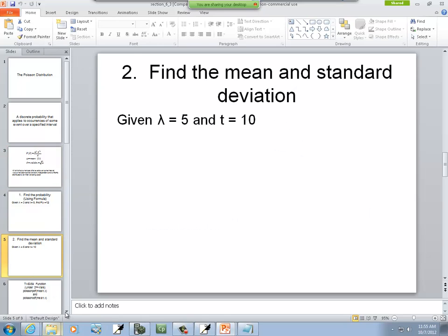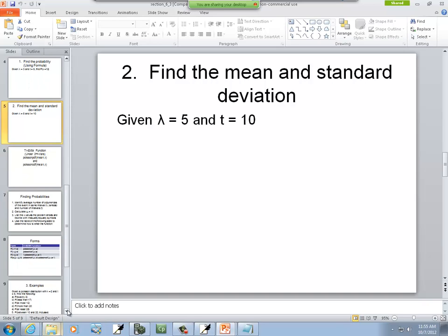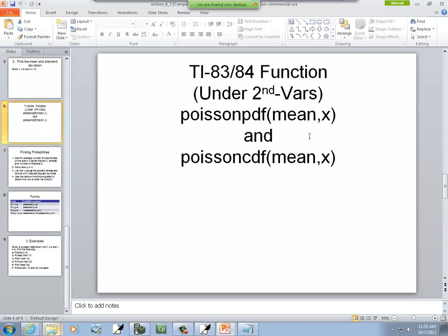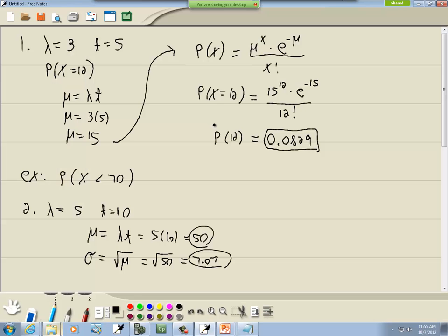That was that one. Well, these were pretty straightforward. I mean, that formula wasn't necessarily that nice, but it wasn't that hideous. The part that throws people a little bit is finding lambda and t. Well, we're going to see a few examples here in a second. But on the TI-83, TI-84, use the function Poisson PDF and Poisson CDF. Poisson PDF is when you have exactly one value, like x equals a number. And you see it says mean and then comma x. If I come up to this one up here, our mean was 15, so let's do Poisson PDF to find this.